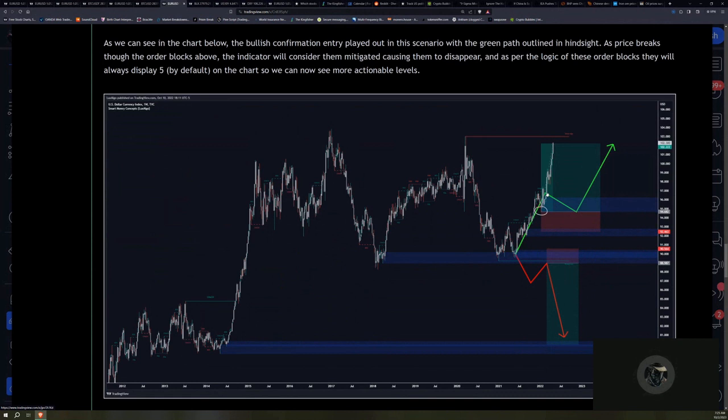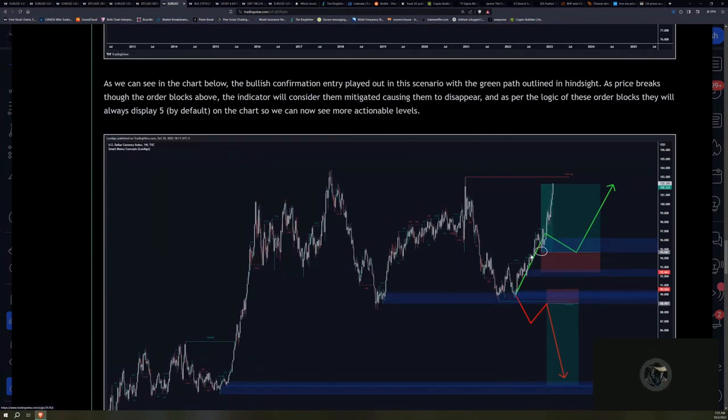Coming to play out scenario, green path outline. Hindsight, as price breaks through the order blocks. Okay, so these are order blocks, right? So as price breaks through an order block, he is looking for the pullback to the bottom of the order block and then going for the trade. And now what might be the case is that these order blocks don't exist until price breaks through them, right? So that might be the case.